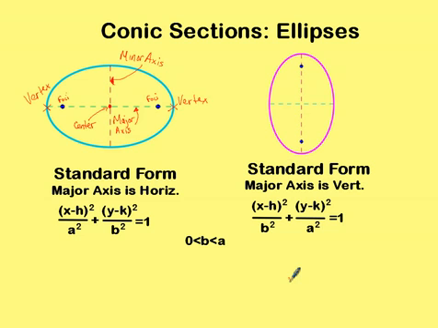Right? To get some vocabulary, we have a vertex and a vertex. Those are always the endpoints where your major axis touches the edge of your ellipse. The center is right in the middle. And we have two foci, which are points that actually help us graph the ellipse.